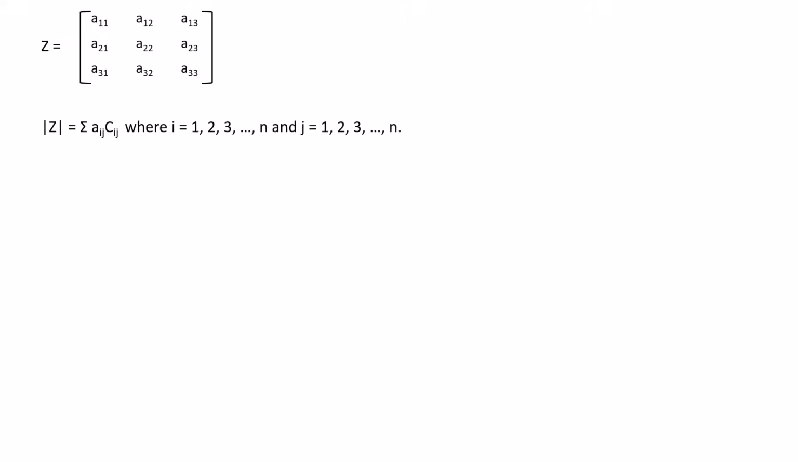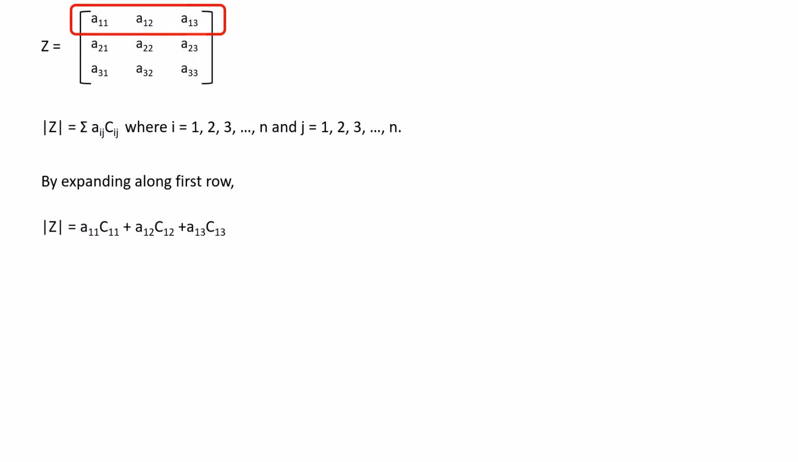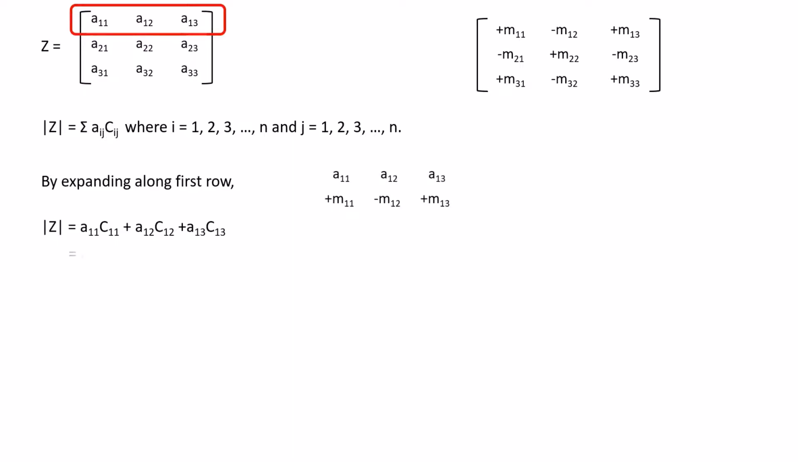Let us continue with the previous example. By expanding on the first row, write down the formula of the determinant, where the determinant of Z equals A11 multiplied with C11 plus A12 multiplied with C12 plus A13 multiplied with C13. By referring to the minor at the right corner, we can substitute the minor into the cofactor in the equation.